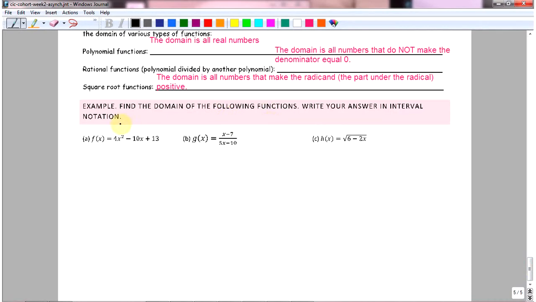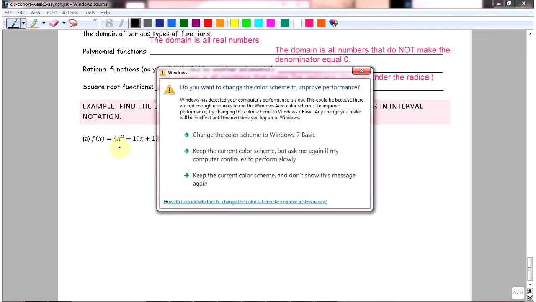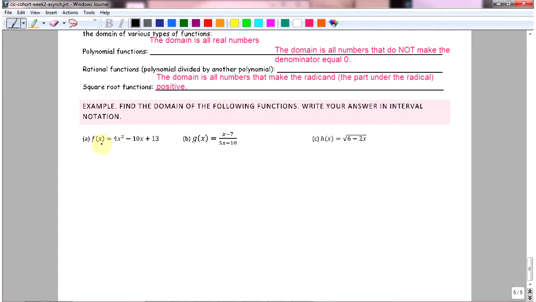So in part A, we have a polynomial. We don't have any fractional exponents, and we don't have any variables in the denominator. Since this is a polynomial, that means I can plug in any number I can think of for x, and I'll get an answer out. So the domain is the set of all real numbers. Often that's just denoted with an R with a double bar, but if you put all real numbers, that's fine too.